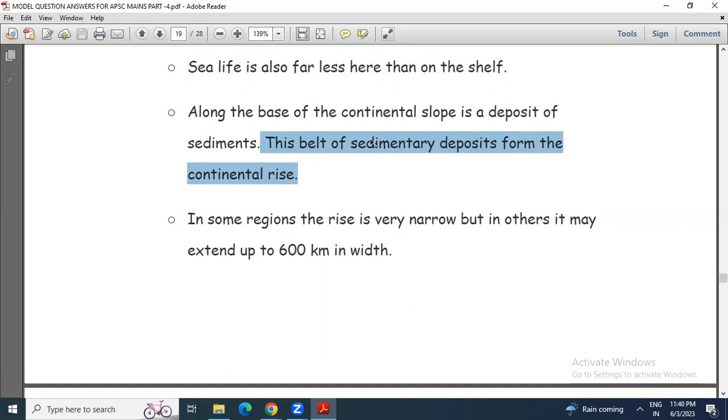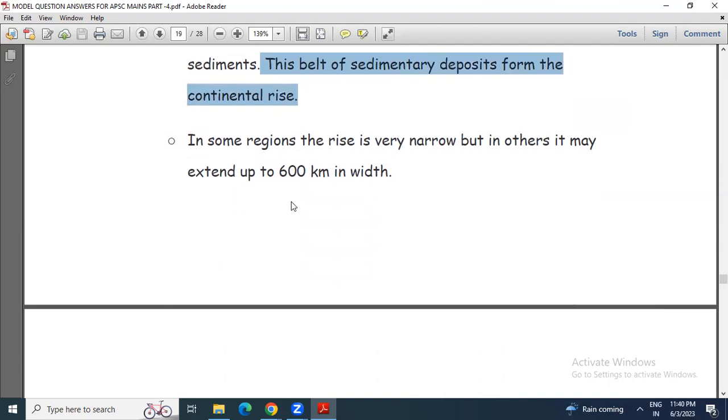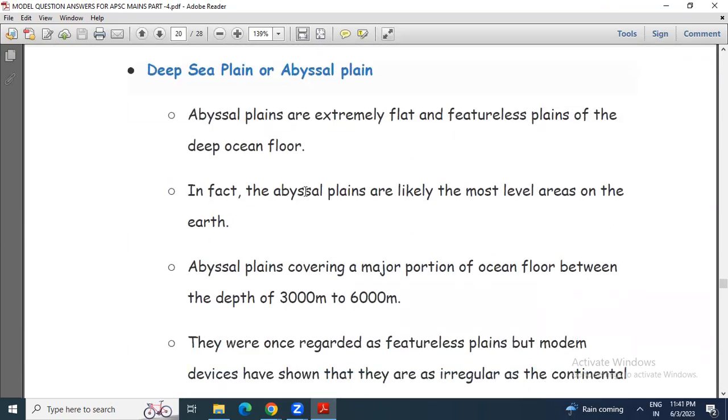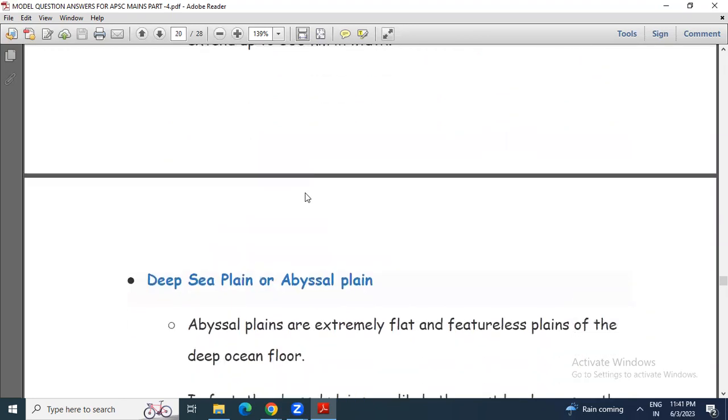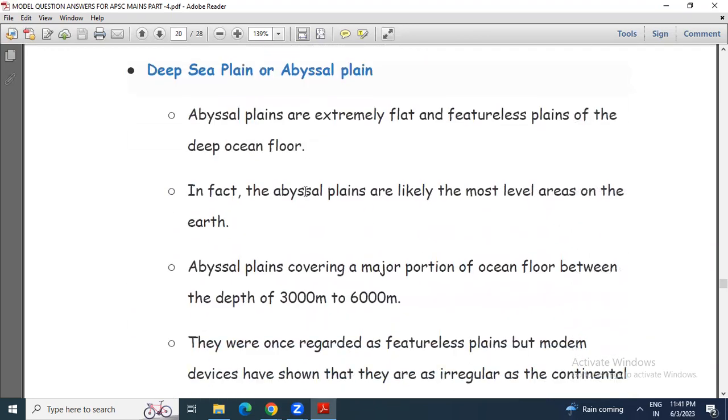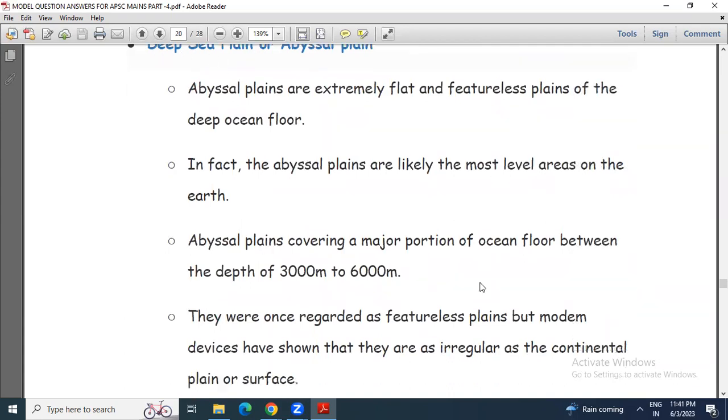So what happens is that by the base of the continental slope some deposit of sediments occurs, and that belt of sedimentary deposits forms the continental rise. In some regions the rise is very narrow, but in others it may extend up to 600 kilometers in width. So it can be very narrow to 600 kilometers. Then comes the deep sea plain or abyssal plain.